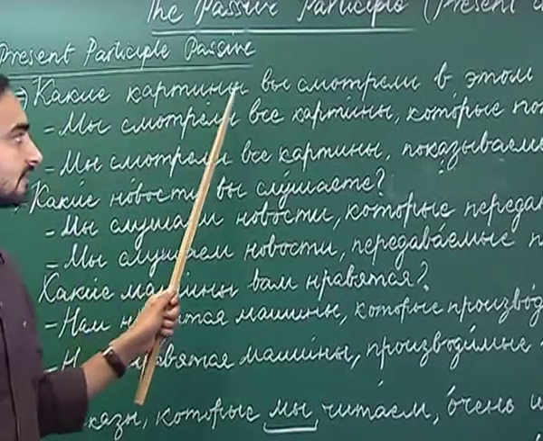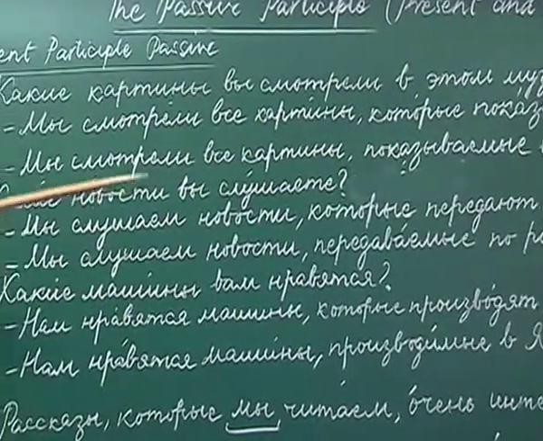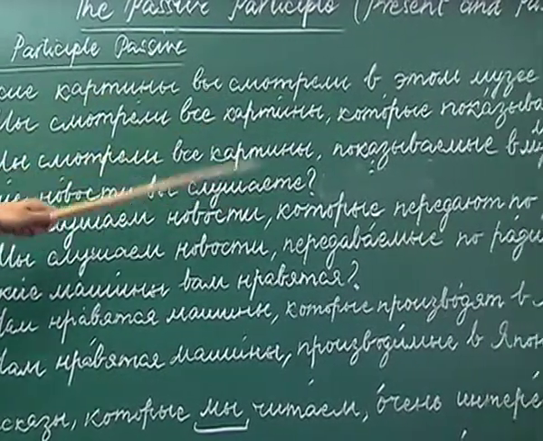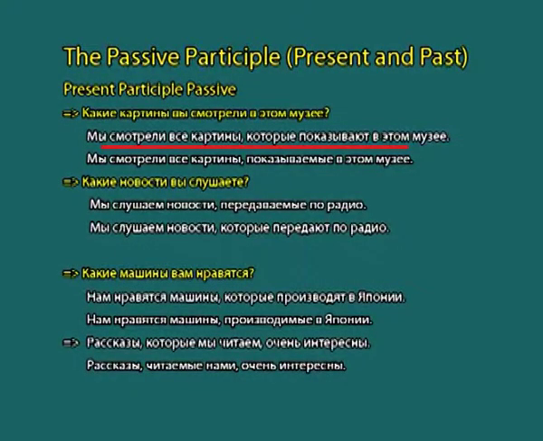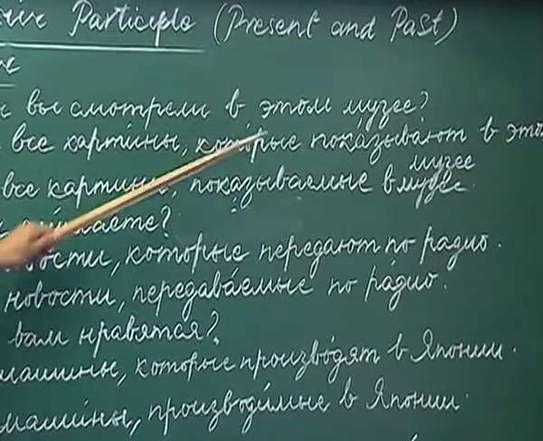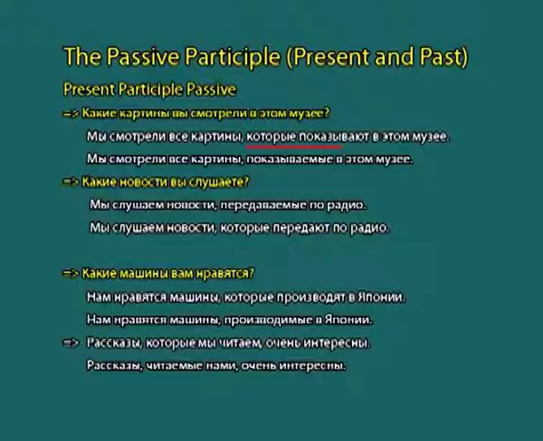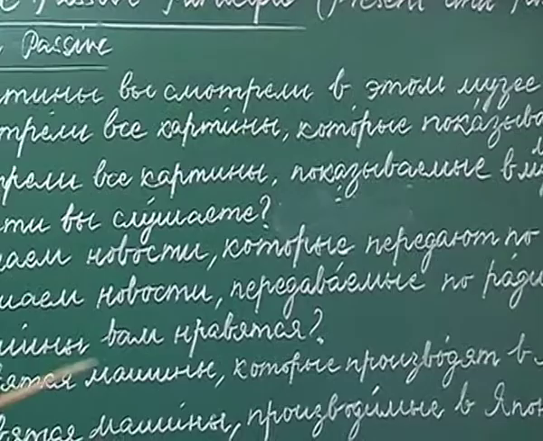So, which paintings did you look at in this museum? Mismatrili vse karchini katori pakazivayut vetam muzei. So, we looked at all the pictures katorya pakazivet which are being shown in this museum. So, here we are using the word katori and answering the question. So, since we are using a complex sentence, we are using the word katori in the subordinate clause.